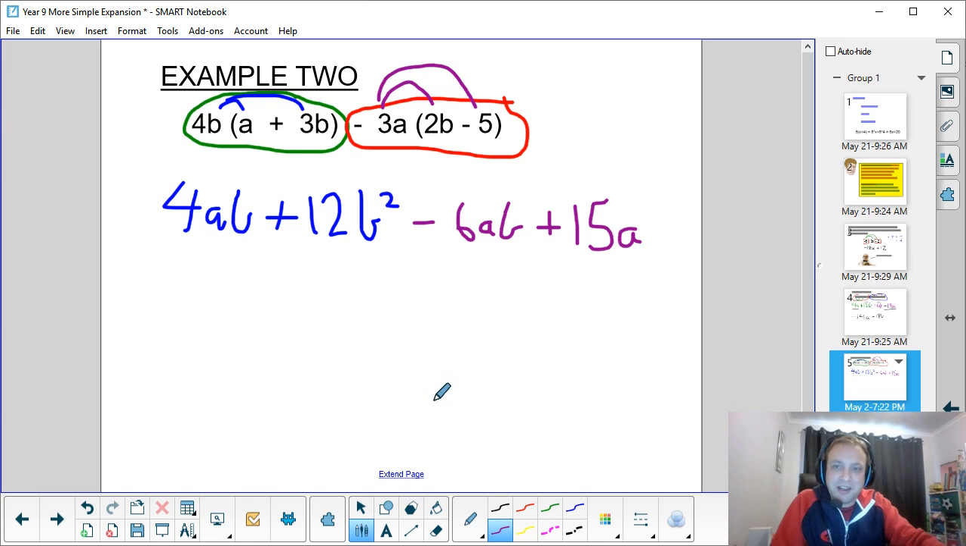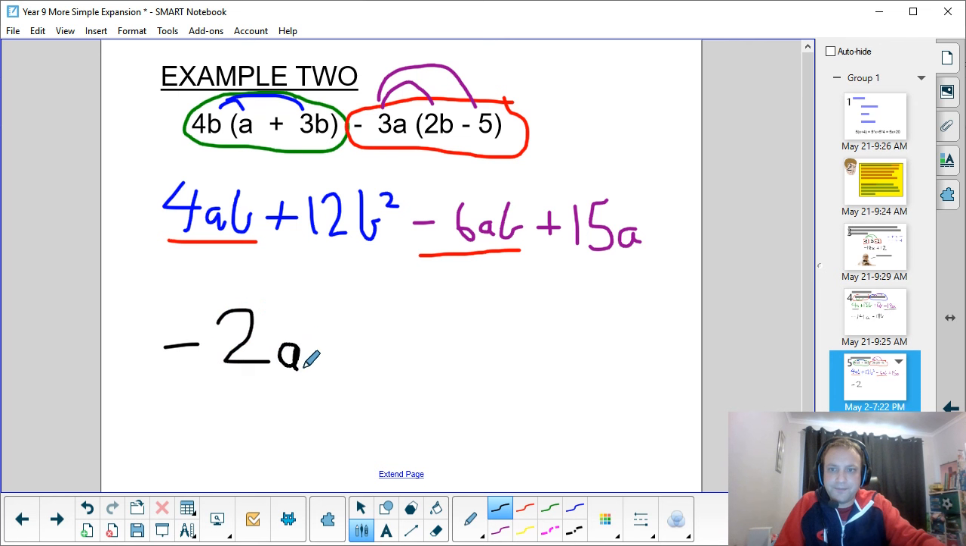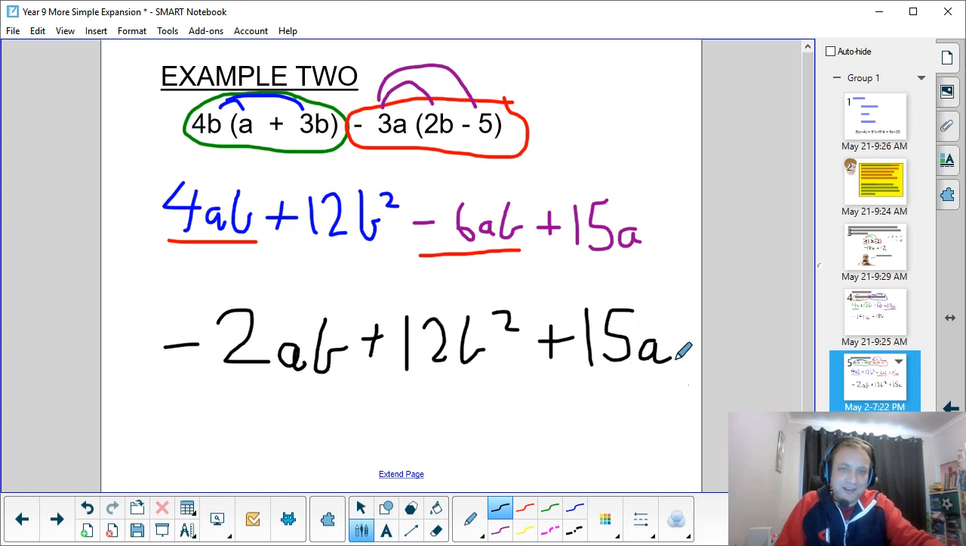We'll have a quick look for some like terms, and yes, we do have some. All right, so we're going to have to put this one and this one here together. No like terms for the b squareds or for the a's, so they're just going to drop down and be part of my answer. So to finish this off, 4 take away 6 leaves me with negative 2ab's. And then I've still got 12b squareds, and I've still got 15a's, and I have expanded with letters and numbers. I've used negatives and positives, and I've simplified my answers by combining like terms.